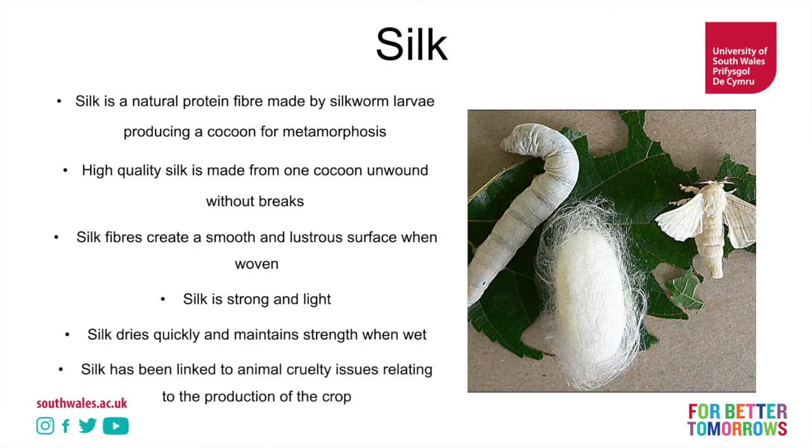It has been linked to animal cruelty issues relating to the production of the crop because the silkworms, or silk moths by then, are killed to produce the silk. Often they're boiled alive to get the fibre. Now, of course, there are inherent issues in growing mass crops of mulberry trees where they're not native in order to produce massive amounts of insects, but they also have an impact in how the fibre is produced.